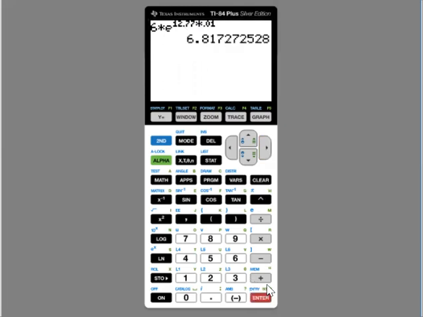And the number that you see is 6.81727 and so forth. The problem asks for just one decimal place, so we just keep 6.8% as the result.